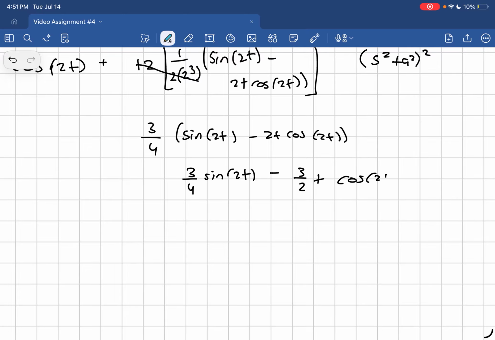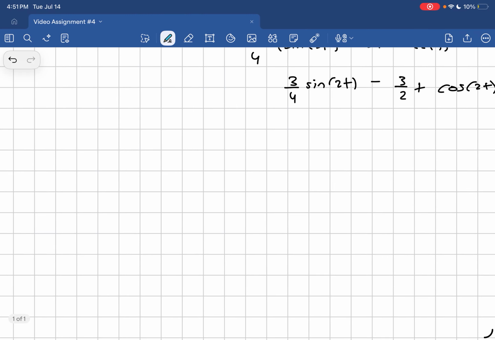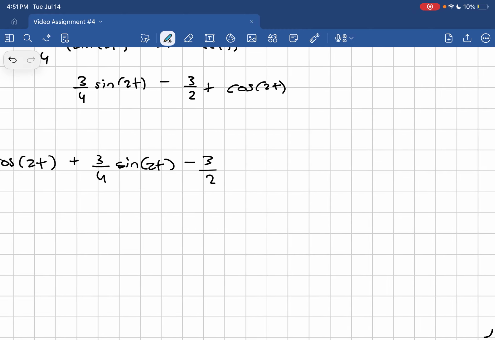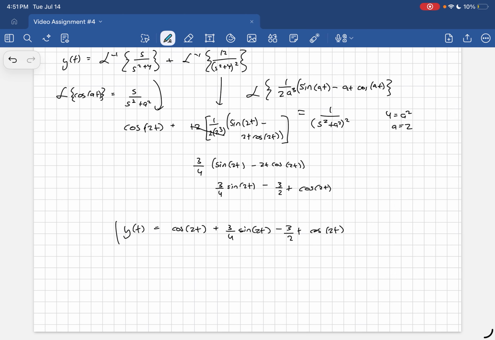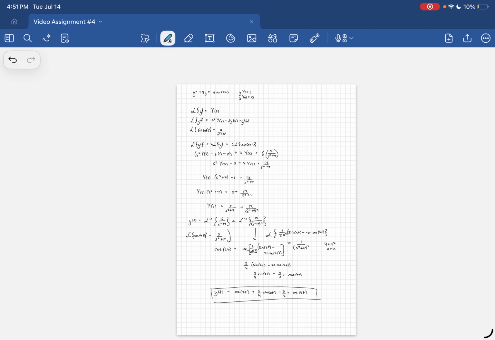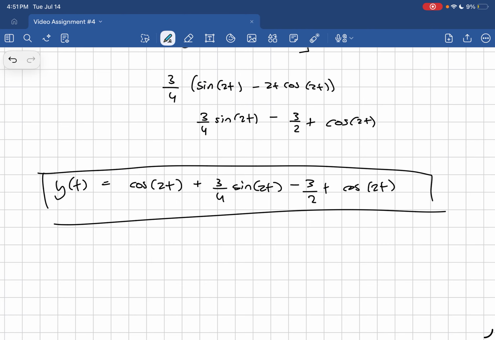cosine of 2t. So our final answer, we can combine that our y of t is equal to cosine of 2t, what we got earlier, plus what we got right now, 3/4 sine of 2t minus 3/2 t cosine of 2t. And that would be our final answer.